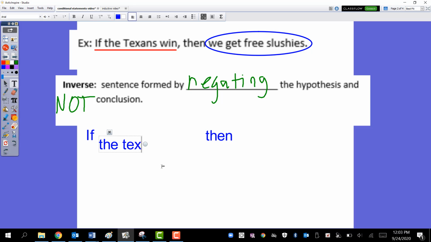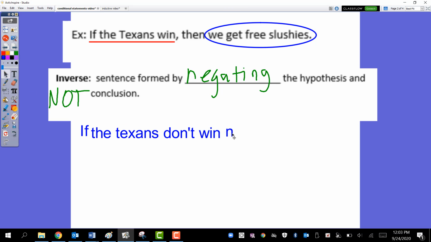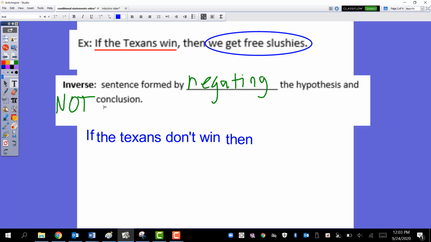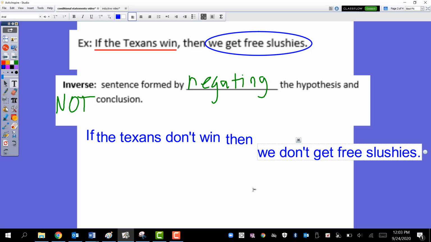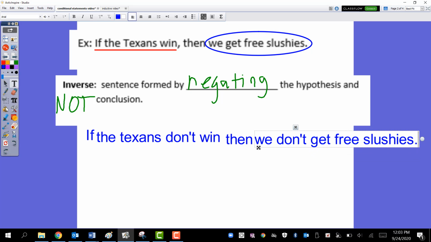If the Texans don't win, then what happens? Well, let's look at the second part. We get free slushies. So what is the opposite? How do I put not into that part of the sentence? Well, the opposite of we get free slushies is we don't get free slushies. Okay. And that is my new sentence. My inverse of the original is if the Texans don't win, then we don't get free slushies. Okay.